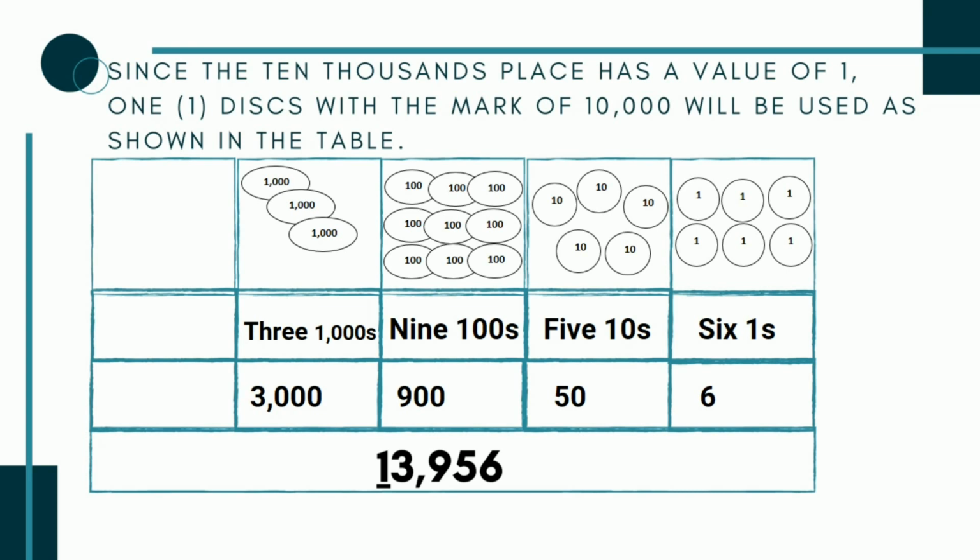Since the 10,000s place has a value of 1, 1 disc with the mark of 10,000 will be used as shown in the table. We have 1 10,000s to make it 10,000. So, 10,000 plus 3,000 plus 900 plus 50 plus 6 is equal to 13,956. Now, we can visualize 13,956 using number disk.